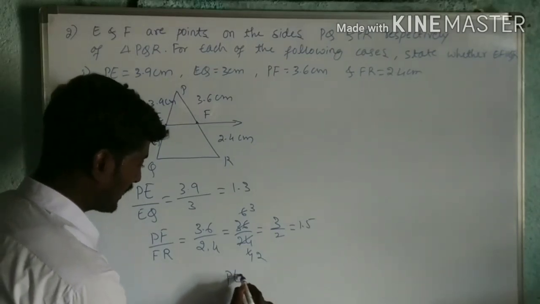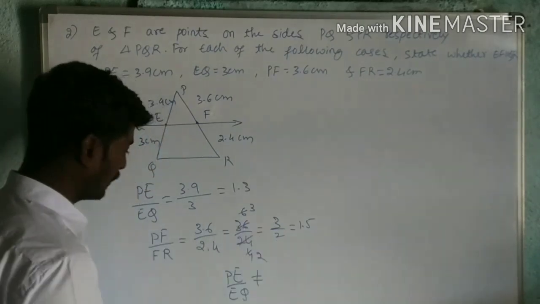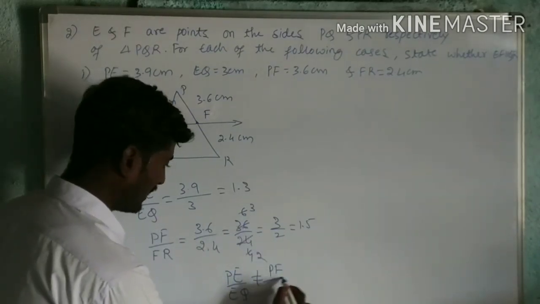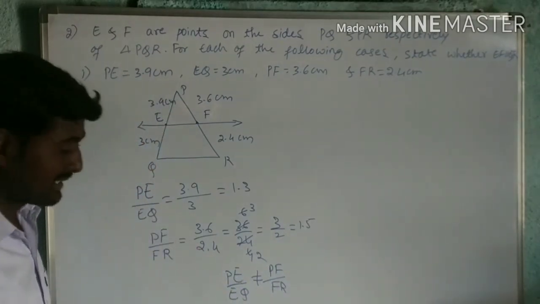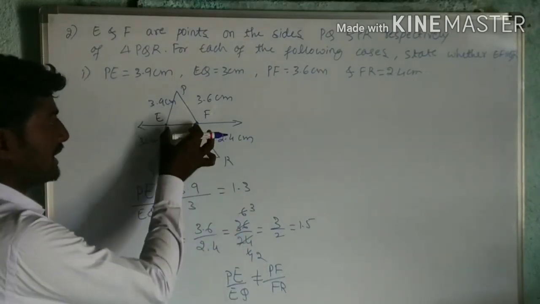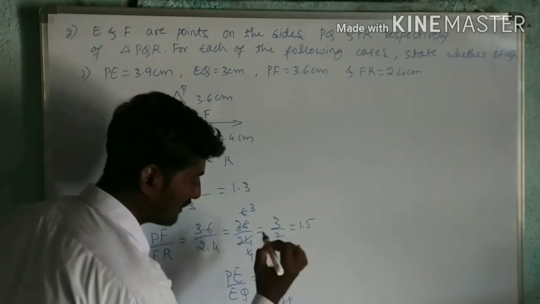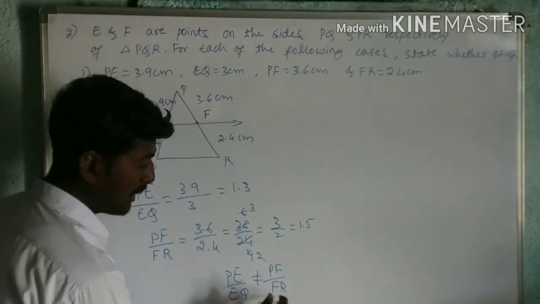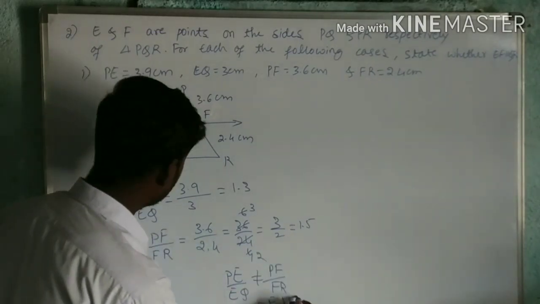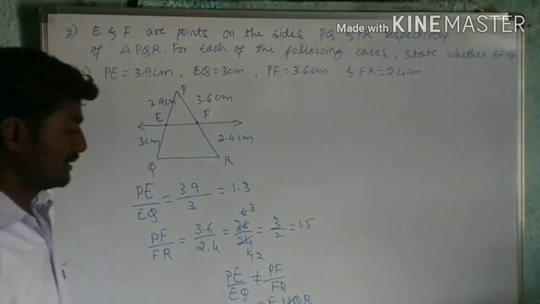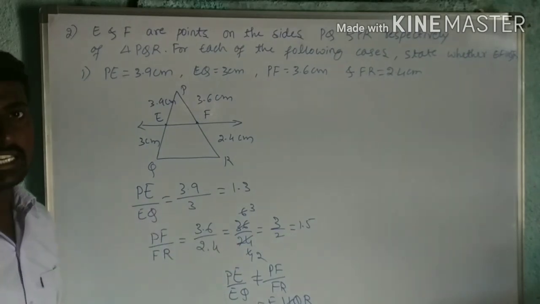Therefore, what can I write? PE divided by EQ is not equal to PF divided by FR. These two ratios are not equal. Then what can I say? Therefore, EF is not parallel to QR. So this is the first one. Now we can check the second one.